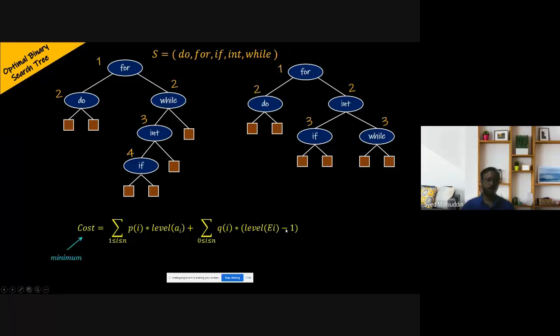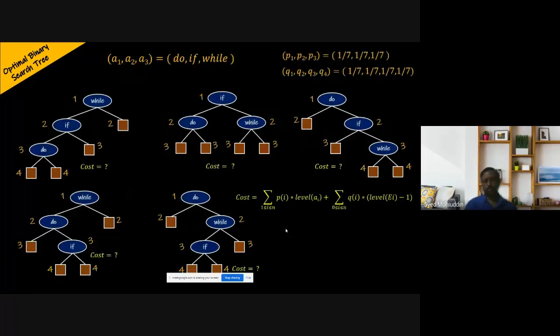Now our optimization criterion is to find the minimum cost of the tree. Whichever tree has the minimum cost is going to be the optimal binary search tree. So minimum cost is our optimization criterion. Now let us move further.